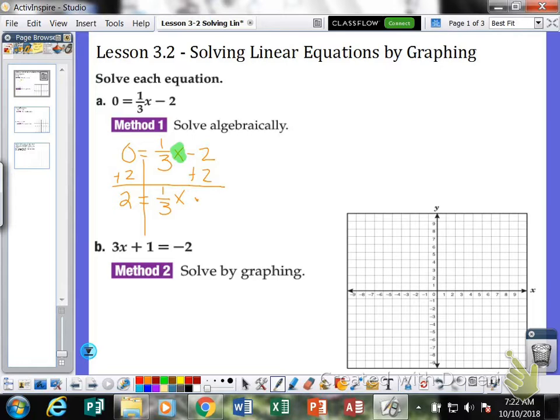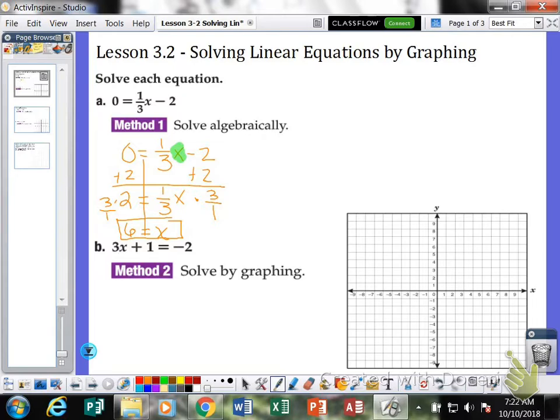1/3 x, remember, is multiplied by the reciprocal, so 6 equals x. So there you solve the equation. x equals 6 for the solution.